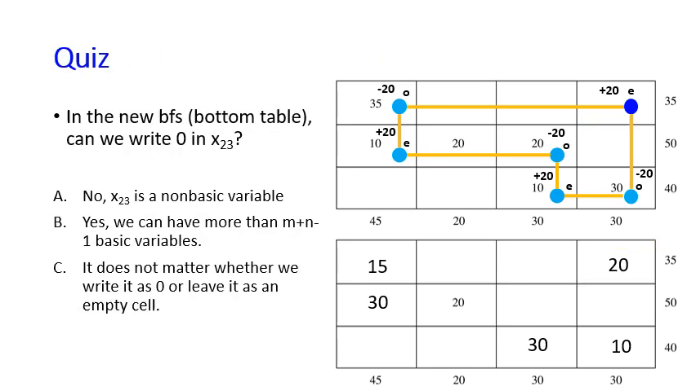So here's one quiz question to check your understanding. In the new BFS, which is this bottom table here, can we write 0 in x23? So in this cell 2, 3, row 2, column 3, can we write 0 there? Out of these 3 statements, pick one that is true. There will be a pause on the video to give you the time to think about the answer.